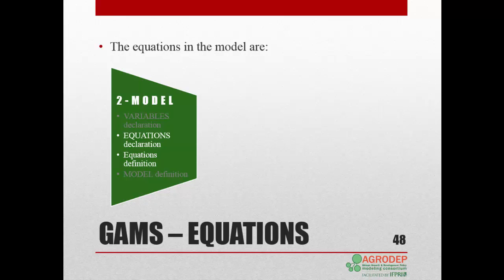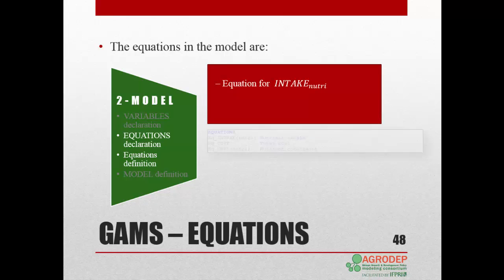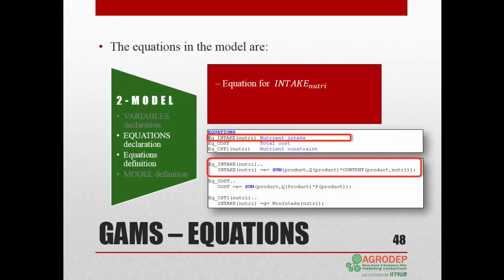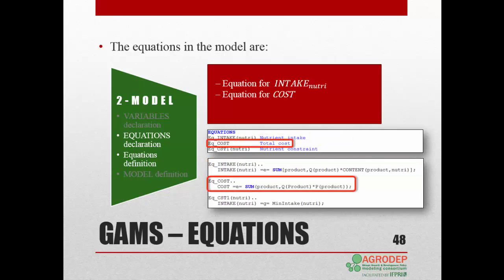We now declare and define the equations. They are: equation intake. This equation computes the total nutrient intake, denoted by intake, by summing over each item nutrition content. Equation cost. This equation computes the total expenditure cost of the meal. It sums over the unitary cost of each item. Finally, equation constraint 1. This equation expresses the nutrient constraint that requires total intake of nutrients to satisfy a minimum requirement.